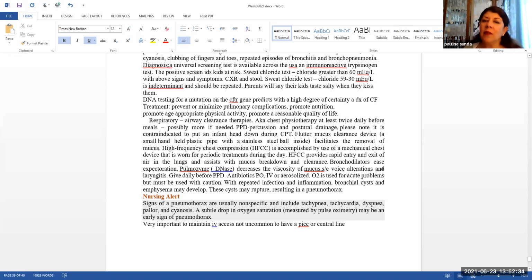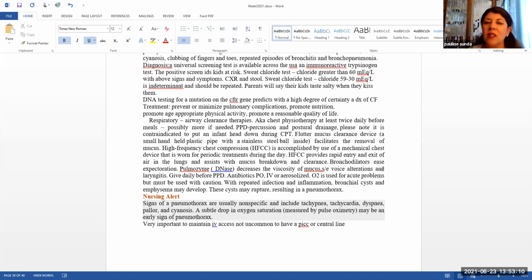So respiratory, we need to think about airway clearance therapies, also called chest physiotherapy. It needs to be done at least twice a day before meals, possibly more, like I said, if needed. PPD, which is percussion and postural drainage. Please note that it's contraindicated to put an infant with the head down during CPT. They can do something called a flutter mucus clearance device. This is basically a small handheld plastic pipe with a stainless steel ball inside of it, and this helps to facilitate the removal of mucus.